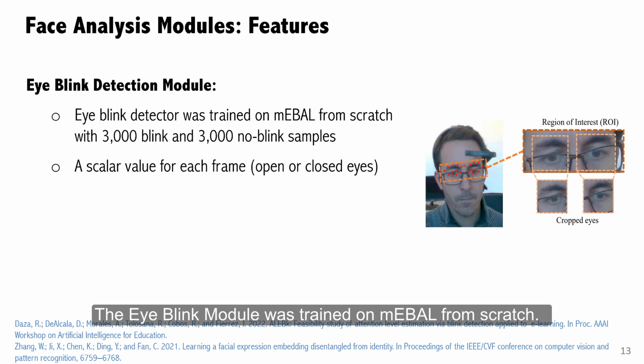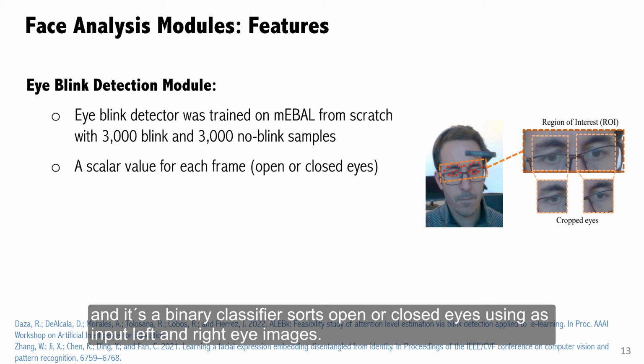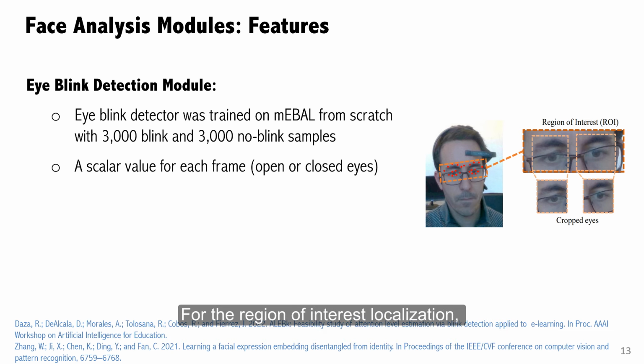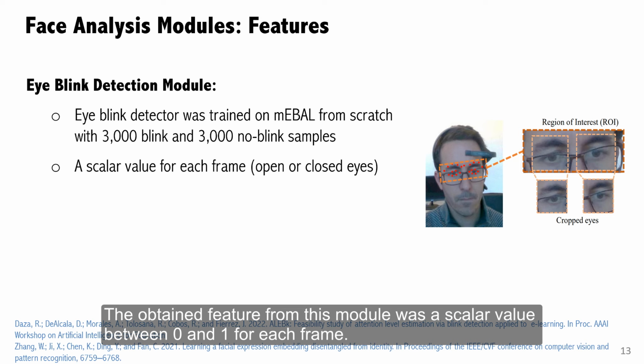The eye blink module was trained on mEBAL from scratch. This detector has been inspired by the popular VGG16 neural network model, and it's a binary classifier, sorting open or closed eyes using as input left and right eye images. For the region of interest localization, we applied face detection, landmark detection, face alignment, and eye cropping as we can see in this image. The obtained feature from this module was a scalar value between 0 and 1 for each frame.